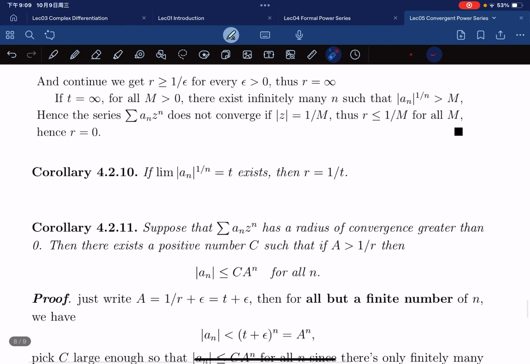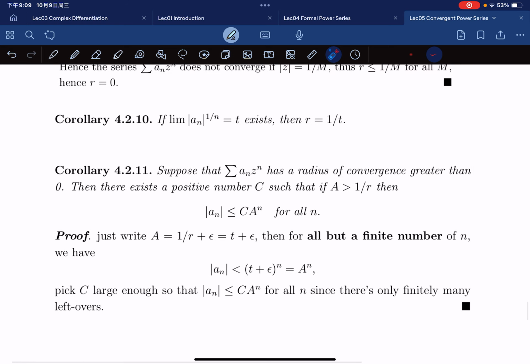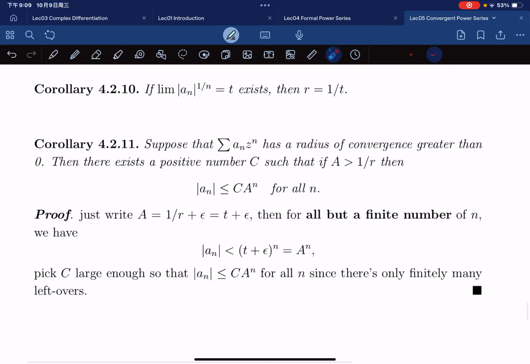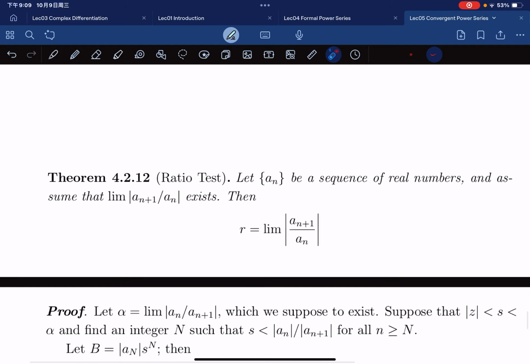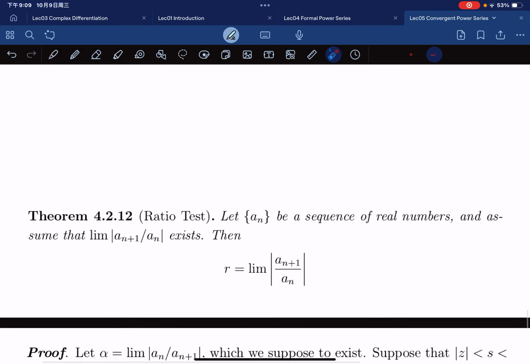Also, if it converges, then r is equal to 1 over t, right? Suppose that the radius of convergence is greater than 0, then we have numbers C and A such that this is true. It's just some corollary, okay? Some corollary.